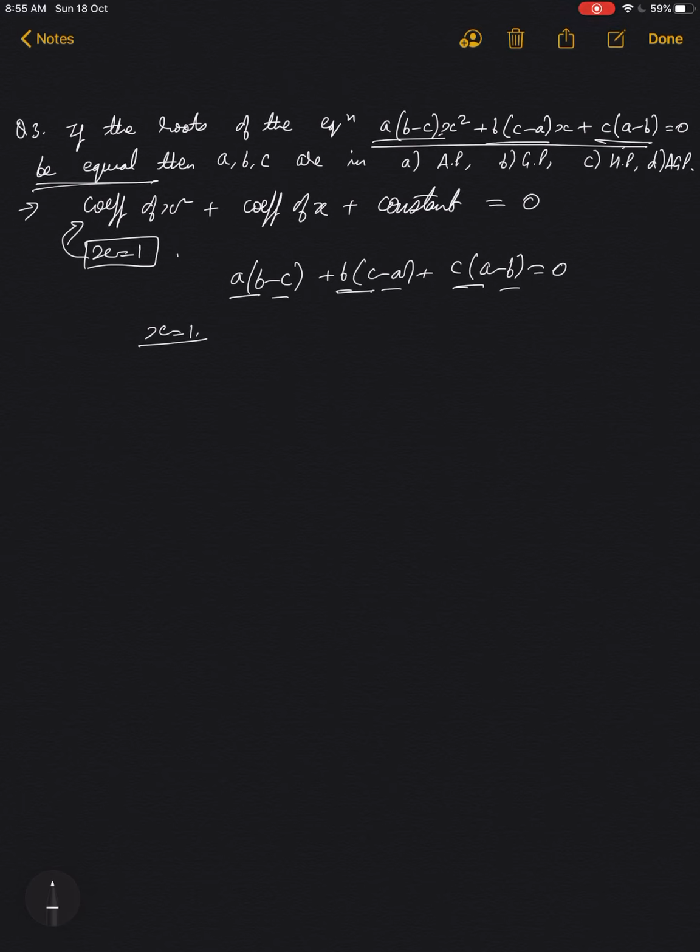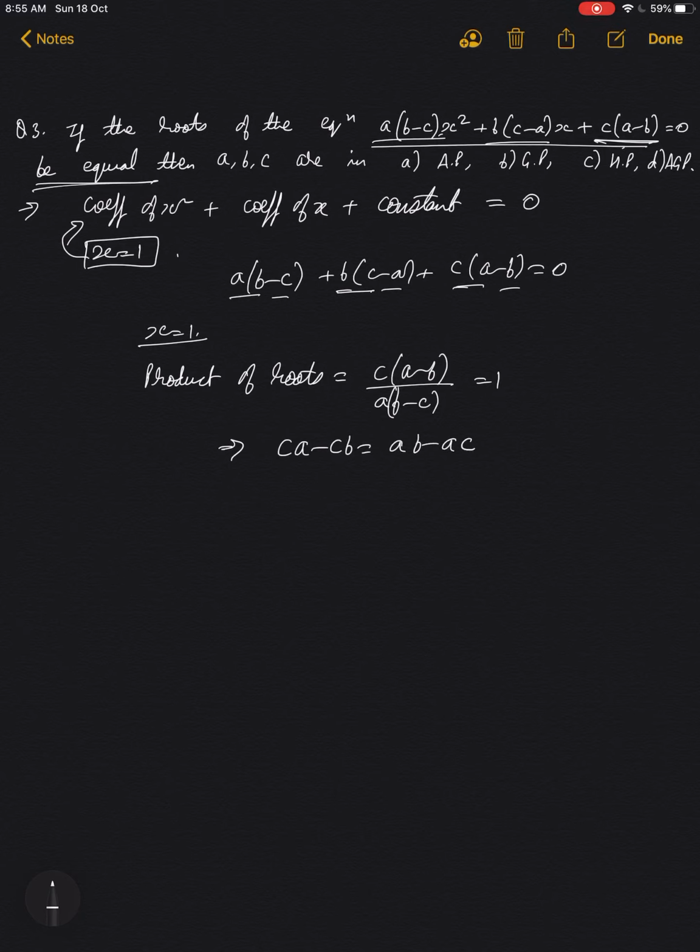That means what is the product of the roots? If both the roots are 1, then the product of the roots is also 1. And what is the product of the roots? c by a, that is c(a minus b) divided by a(b minus c) is equal to 1. Simplify this. What we will have? ca minus cb is equal to ab minus ac. We can bring this ac on the left hand side. We have twice ac is equal to ab plus bc.